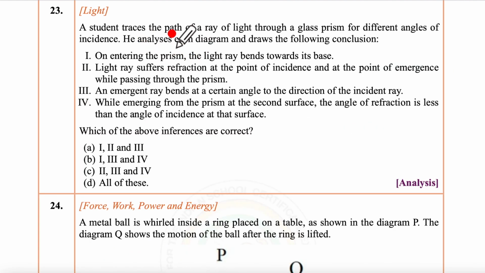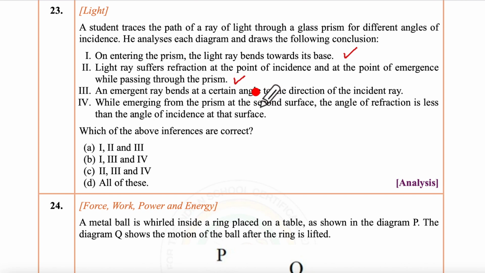Question 23. A student traces the path of the ray of light through the glass prism for different angles of incidence. He analyzes each diagram and draws the following conclusion. On entering the prism, the ray of light bends towards its base. Is the correct thing? Light rays suffers refraction at the point of incidence and at the point of emergence while passing through the prism. Yes, the refraction will be at both the surfaces, at the point of incidence and also at the point of emergence. This is correct.